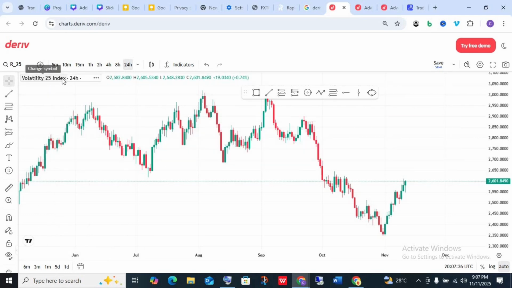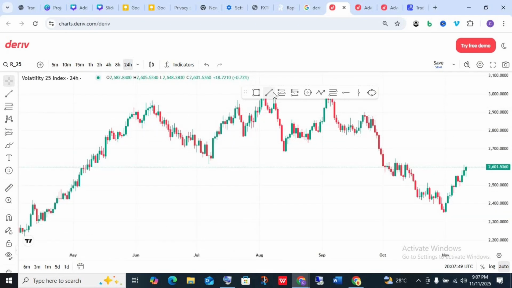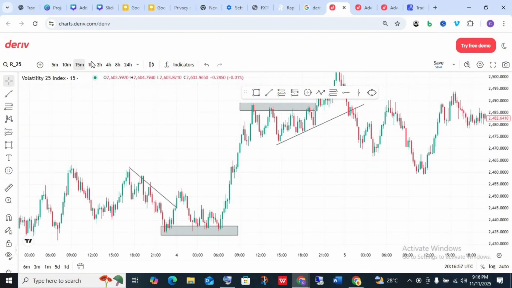This is for Volatility 25 index showing right here. This is where you now start drawing your lines, drawing your trend line, drawing your support and resistance, everything on this page, and of course, save it. Now let's talk about these charts. How do you operate around this chart?